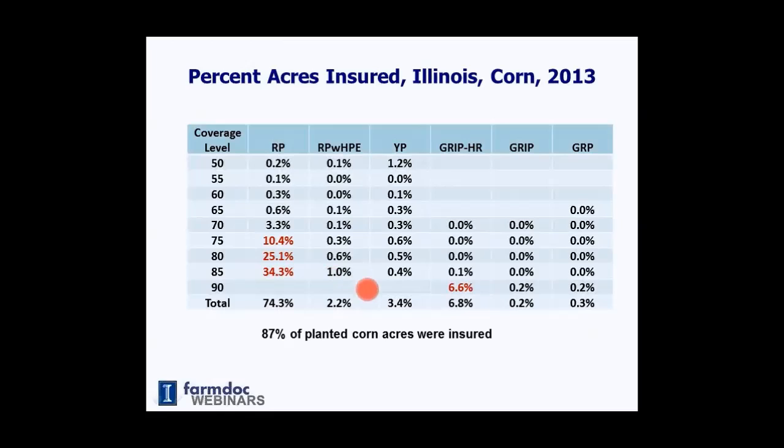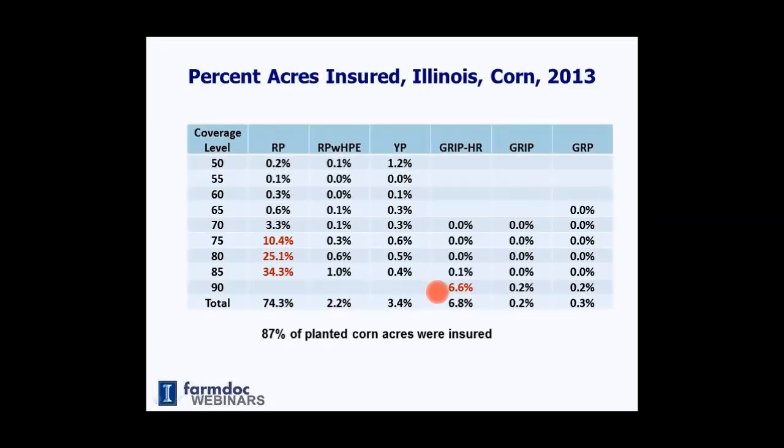The other area is GRIP HR. 6.6% of the planted acres were insured. Total of 87% of the acres were insured in Illinois. So that's the next biggest block of areas, GRIP HR.